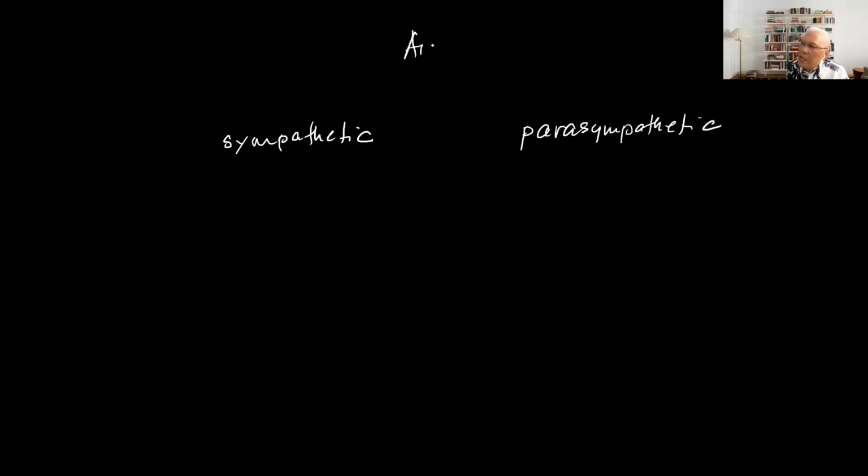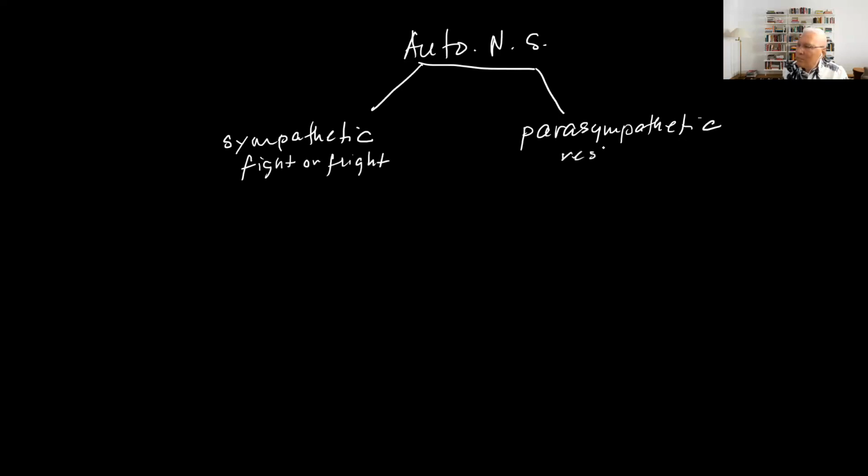So this is the autonomic nervous system. And the autonomic nervous system consists of the sympathetic and the parasympathetic. This is the fight or flight or stress response. And this is the rest and restore response.